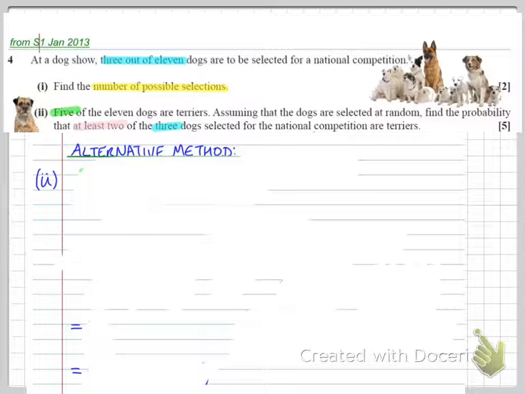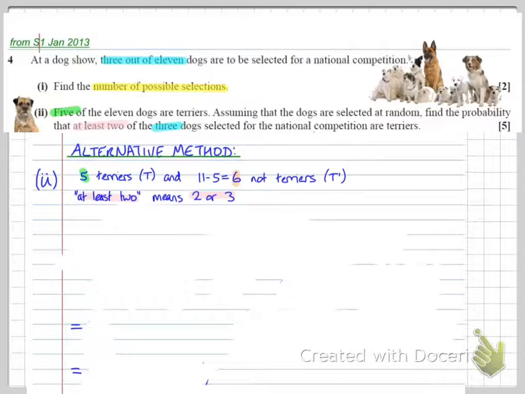So here's an alternative way of looking at this question that doesn't rely so heavily on the nCr thing. We're still going to need the fact that we've got 5 terriers and 6 dogs that are not terriers, and we're still going to be using the idea that at least 2 means 2 or 3. What we're going to do this time is look at how we could actually do this. The easiest way is going to be looking at all 3 dogs being terriers. And the alternative to that, which would also be included here, would be having 2 dogs being terriers, but 1 dog would have to not be a terrier.